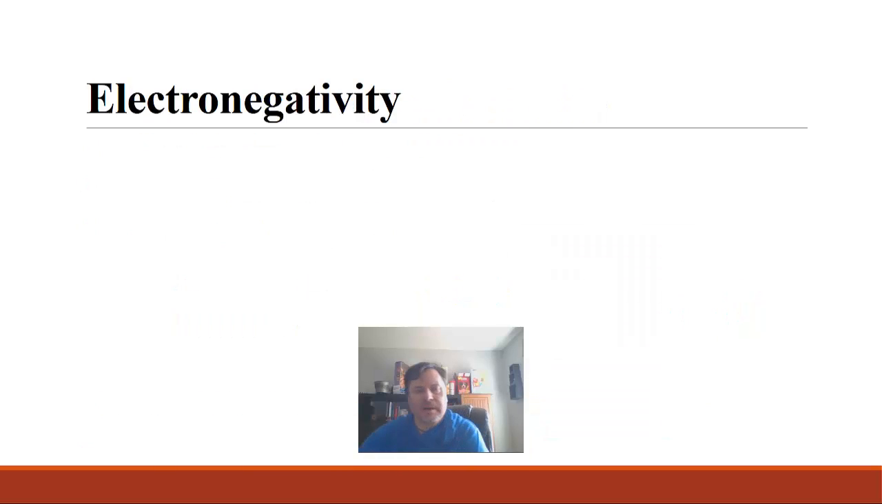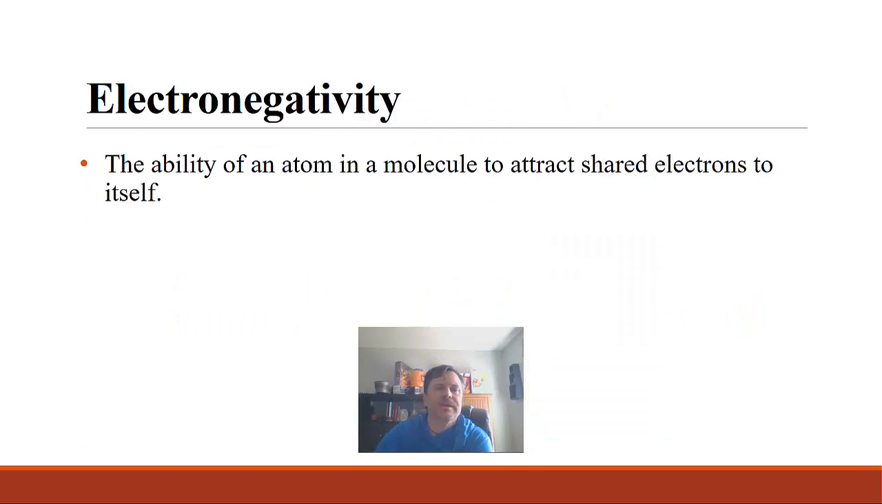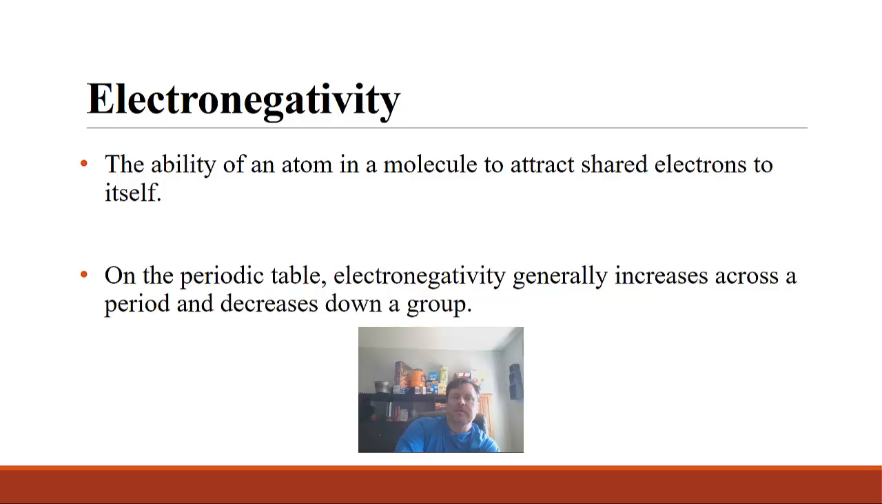Okay, I've talked a lot about electronegativity. If you think back, electronegativity is the ability of an atom in a molecule to attract shared electrons to itself. It's that force pulling the electrons toward it. And on the periodic table, we see electronegativity generally increases as you go across a period and decreases as you go down. If we think about this, as we go across, we're not adding any more electron shells, but we are adding more protons. So that outermost shell actually ends up shrinking, and then the electrons are closer to the protons, so there's a greater pull.